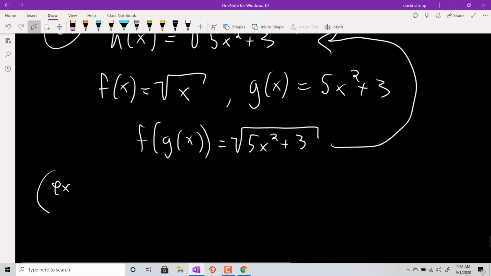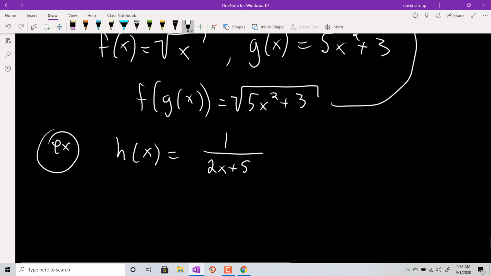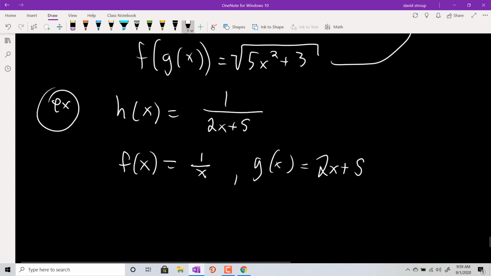Let's look at another example. Let's say h of x equals 1 all over 2x plus 5. This time, the outer shape is 1 over x. And then for g of x, we could say let that be the 2x plus 5. And then we could check it. So f of g of x: plug g of x in for x in f of x. So I get 1 all over, wherever I see x, put 2x plus 5.